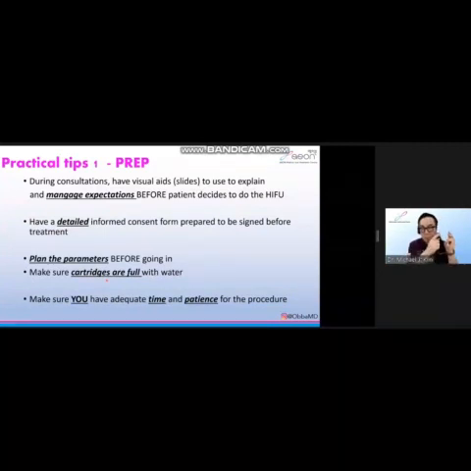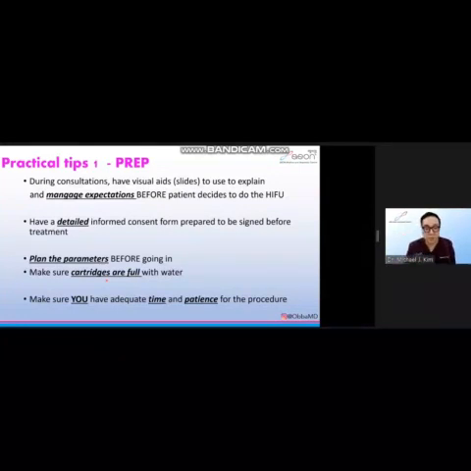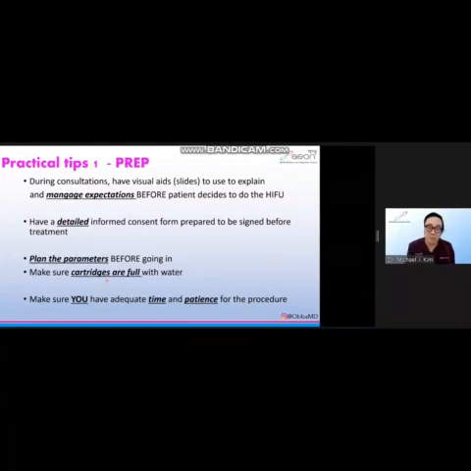There's actually a small opening here, which you can open and fill with water. When you buy a cartridge, it comes with 3 bottles of water that you use to fill it with. So make sure they're full. Make sure you have adequate time and patience for the procedure. If you rush, it's going to lead to some problems.